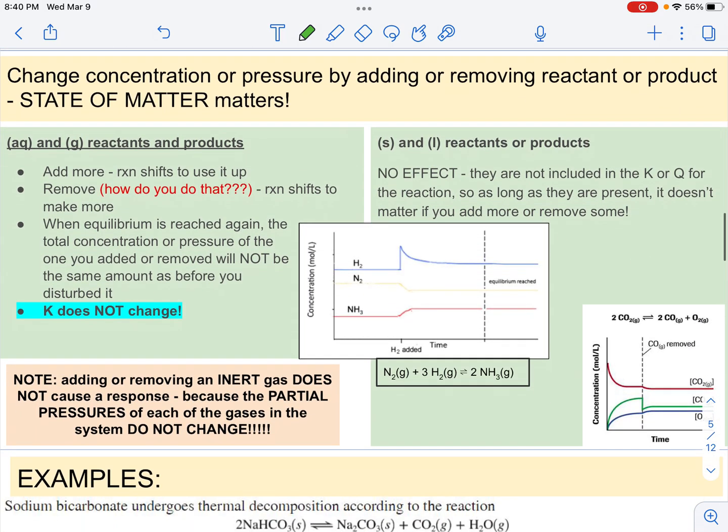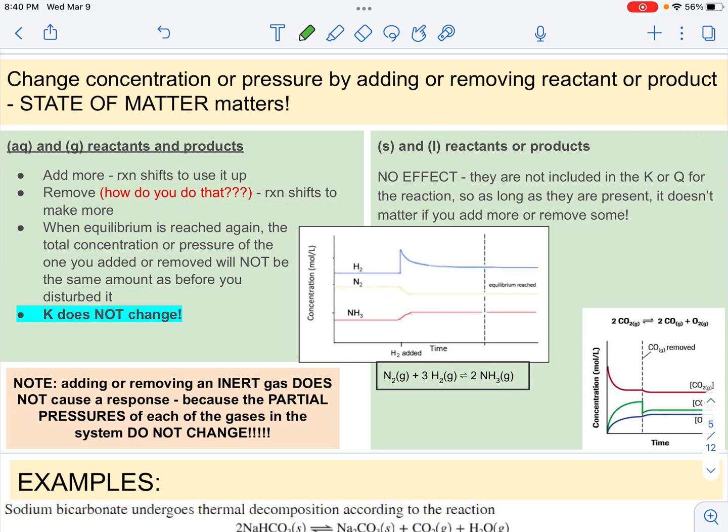The first thing I want to talk about is changing the concentration or pressure by adding or removing reactants or products. You need to remember that the state of matter makes a difference. Anything that's not in your equilibrium constant cannot have an effect. So adding or removing solids and liquids has no effect, and this is really important. As long as there's some there and the reaction can occur, there is no effect at all on the equilibrium position, no shift to the left or the right, because of adding or removing solids and liquids. This means we're focusing on aqueous and gases, just like we do for everything else in equilibrium.